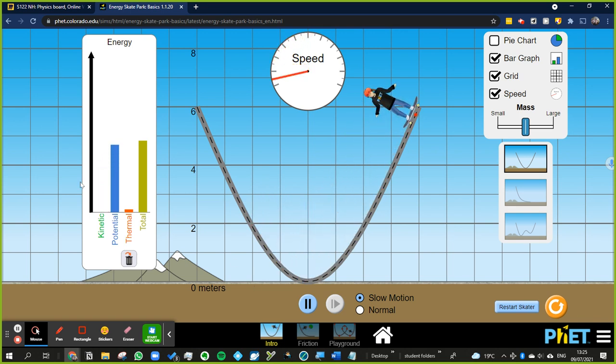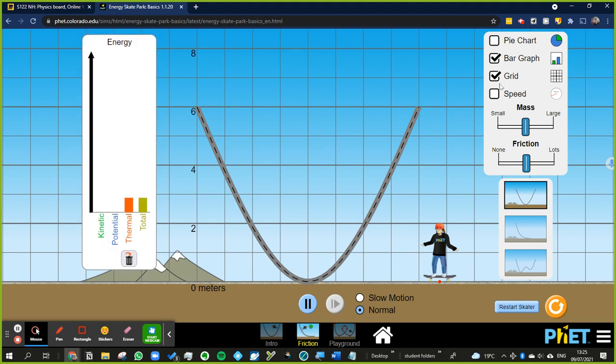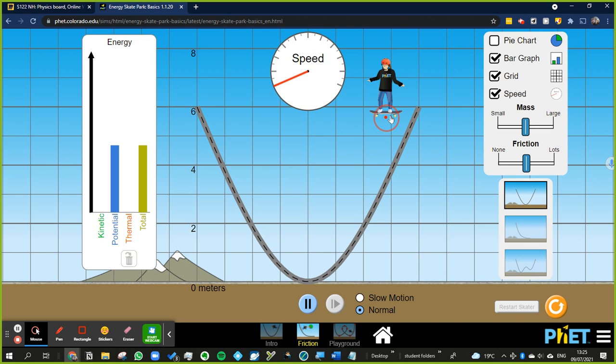Now, clearly, in real life he wouldn't go like this forever. So something's missing, and that is friction. So we can investigate friction over here. We can pick him up again, and let's put all the features on: grid, bar graph, and speed. We'll look at the pie chart in a moment. And drop it.